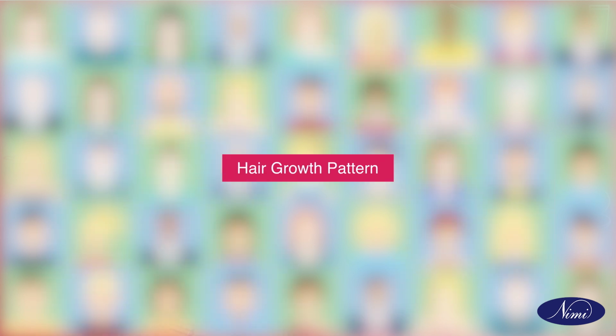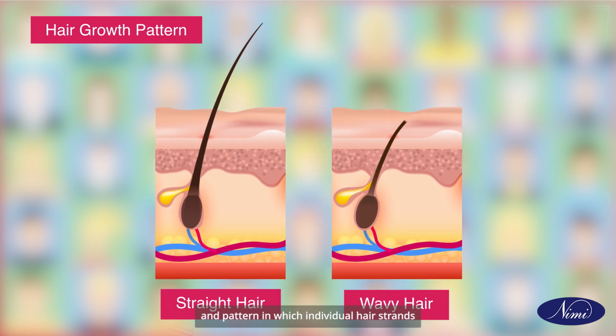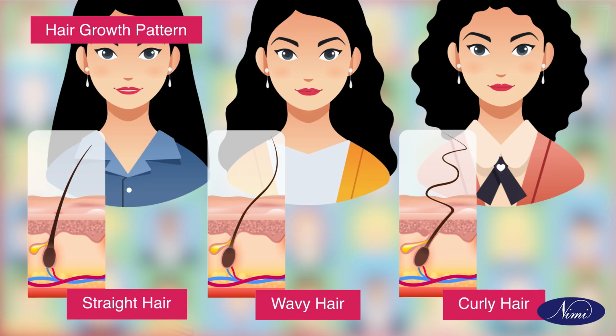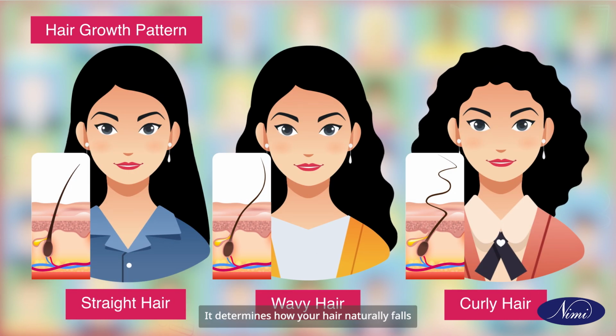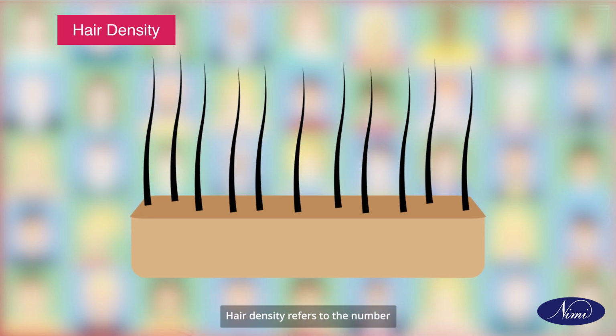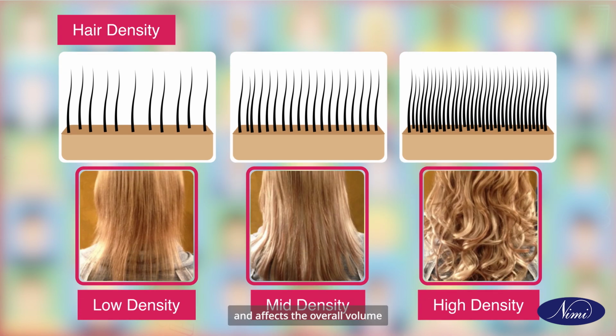Hair growth pattern. Hair growth pattern refers to the direction and pattern in which individual hair strands grow from the scalp. It determines how your hair naturally falls and helps develop effective hair care and styling routines. Hair density. Hair density refers to the number of hair strands on the scalp. It can range from low to high density and affects the overall volume and fullness of the hair.